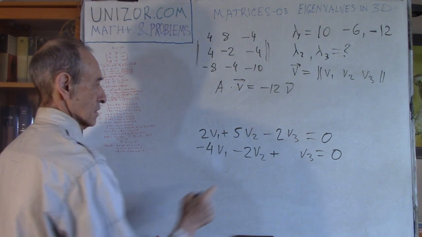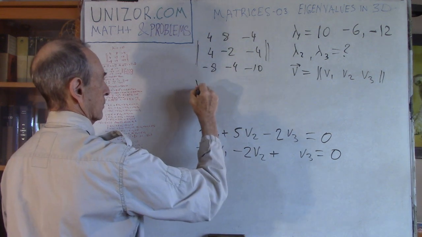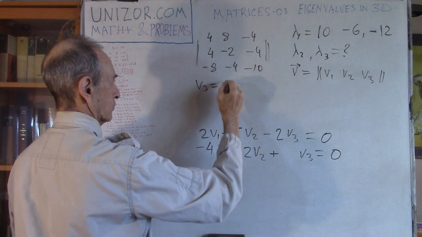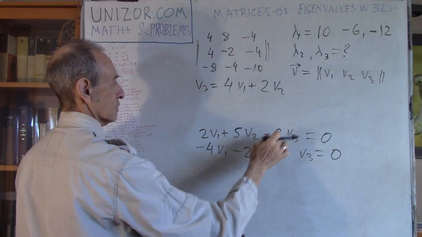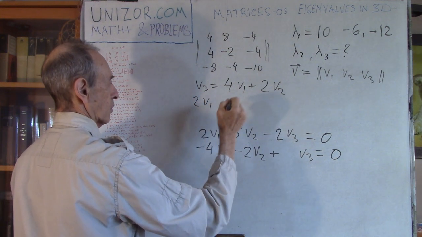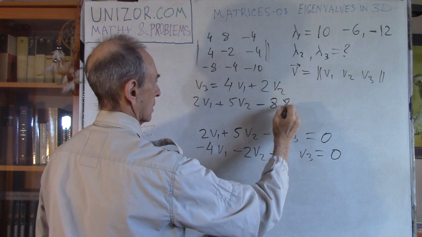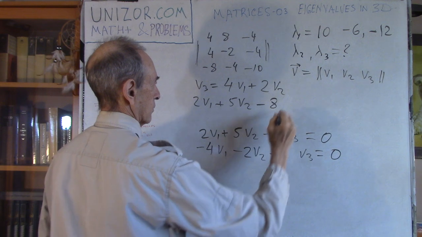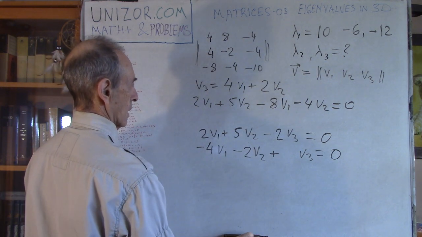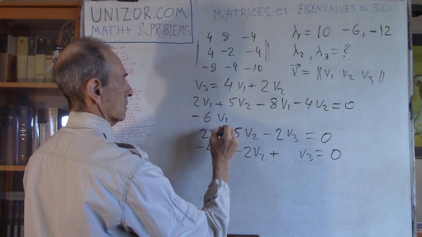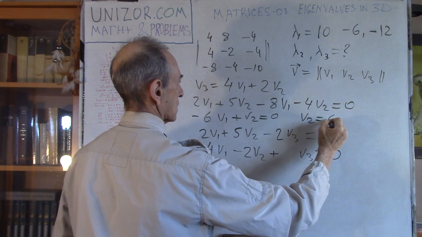Okay. So from the second one, we have that V3 is equal to 4V1 plus 2V2, right? If you put V3 to the right. And now we will substitute it into this one. So we will have 2V1 plus 5V2 minus 2V3, that is minus 8V1 and minus 4V2, equals 0. So it's minus 6V1 plus V2 is equal to 0, from which V2 is equal to 6V1.